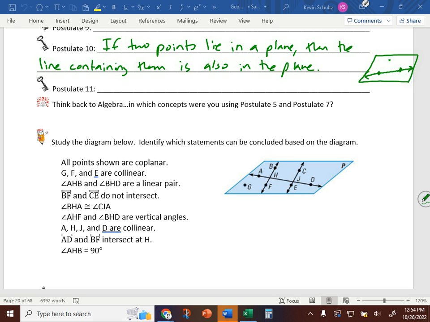For postulate 8, could there be more than 3 non-collinear points? Yes. Yep, more than 3.